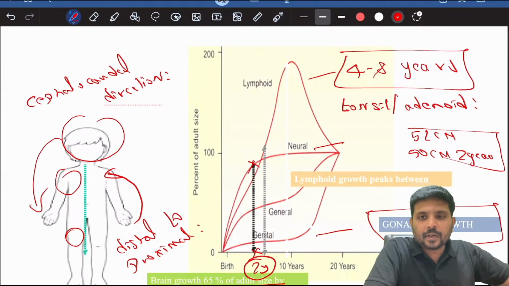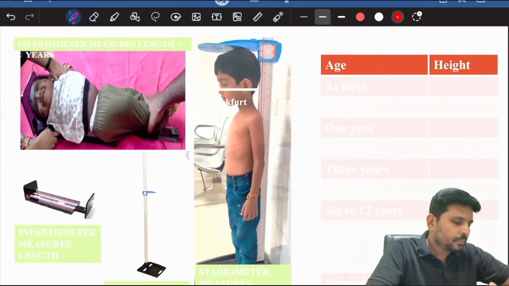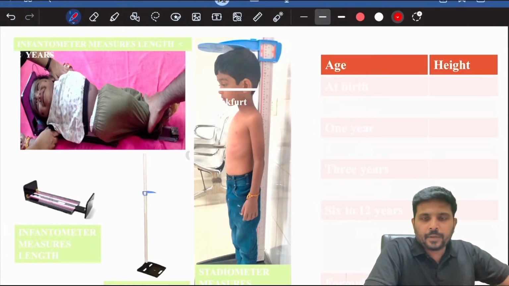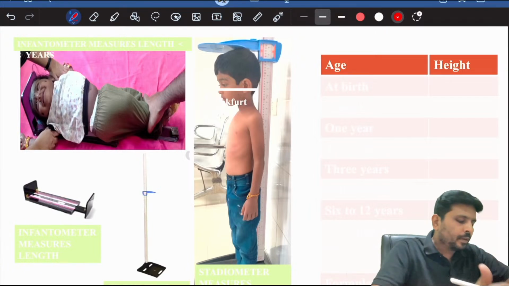It is always cephalocaudal and distal to proximal. Lymphoid growth is maximum between 4 to 8 years of life. Head circumference is 65% at birth, and at 2 years it is 50 centimeter. The head should always be measured.